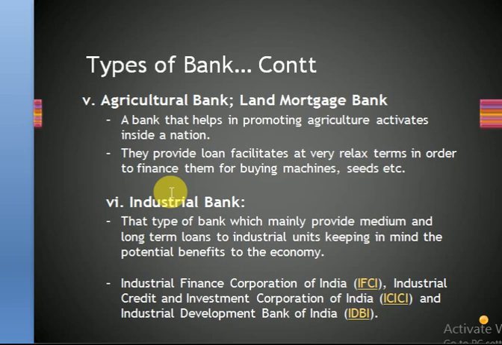Next one is industrial bank. So industrial bank mainly provides medium and long-term credits or loans to the industries only. Since the industrial banks have long-term deposits, they are in a position to permit long-term investment in the industry. For example, in Pakistan, the IDBP, the Industrial Development Bank of Pakistan, was set up in 1961. In India, the IFCI Bank, the ICICI Bank, the IDBI Bank, and so on.